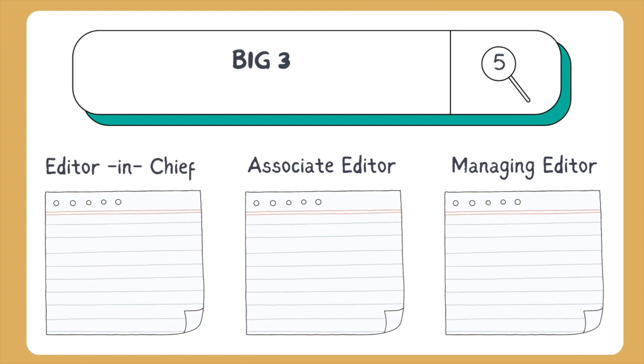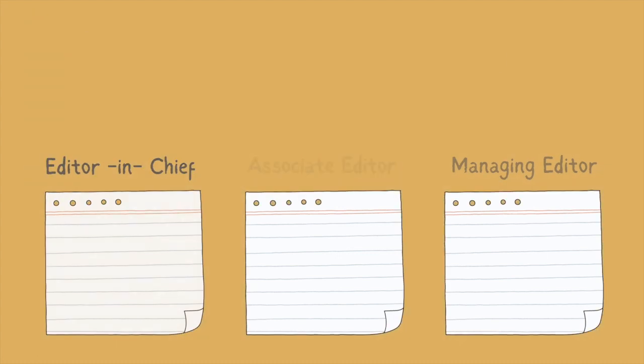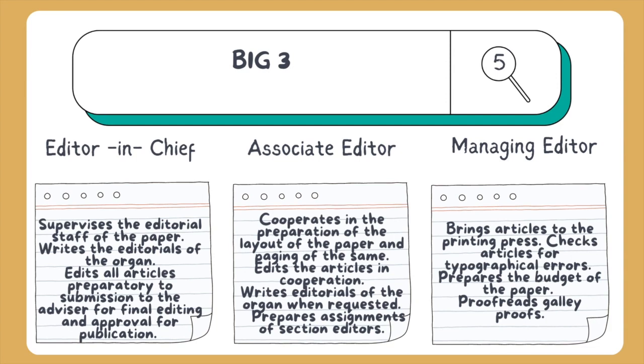Focus muna tayo doon sa Big 3, and these Big 3 would be the EIC, ASOC Ed, and Managing Editor. These are their duties. The EIC supervises the editorial staff of the paper, writes the editorials of the organ after consultation with the members of the editorial staff, edits all articles, preparatory to submission of the same to the advisor for final editing and approval for publication. Kapag wala si advisor, si EIC ang takbuhan ng tao.